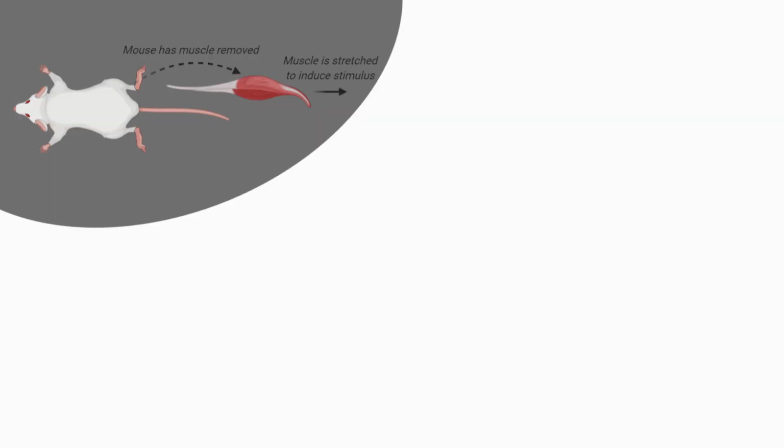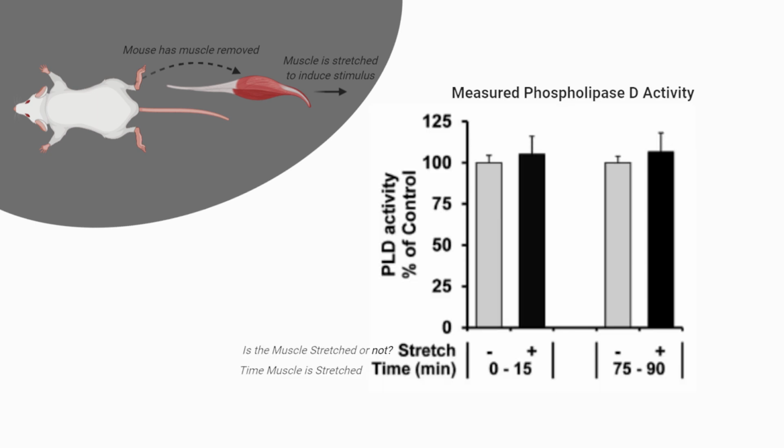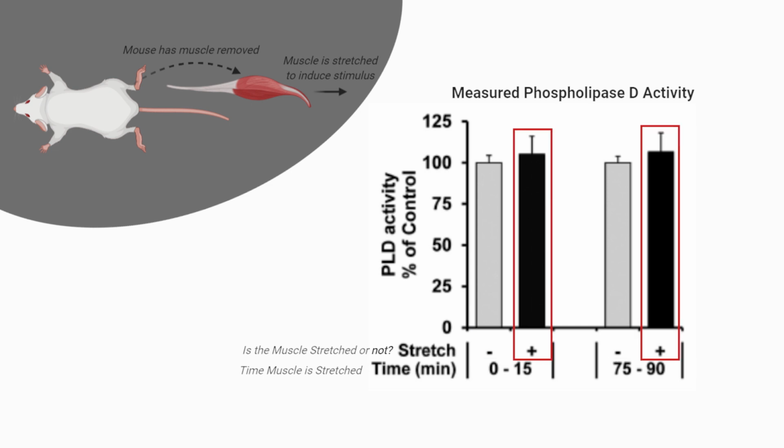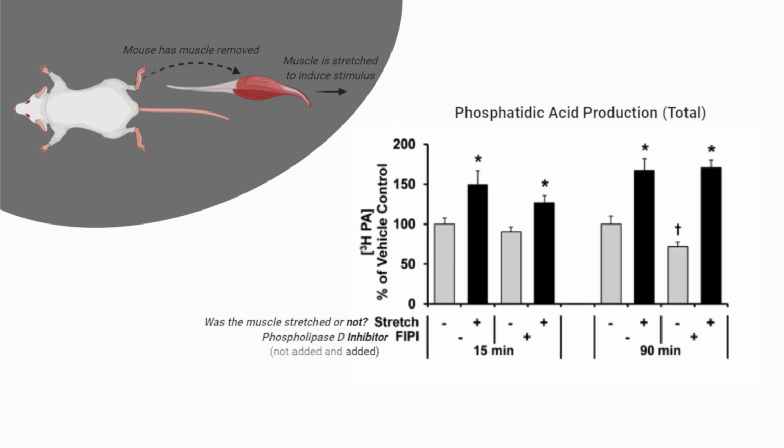So with that background out of the way, the researchers assessed the activity of phospholipase D when they stimulated the entire muscles taken from mice for 15 minutes or for 90 minutes. As you can see, compared to the control condition wherein they did not stimulate the muscles, there is no change in phospholipase D activity with either amount of muscle stimulation.